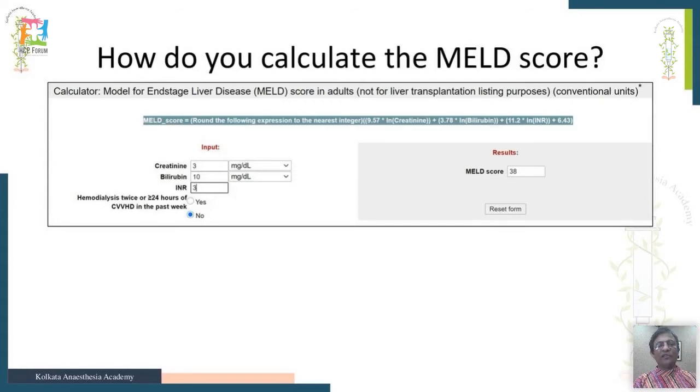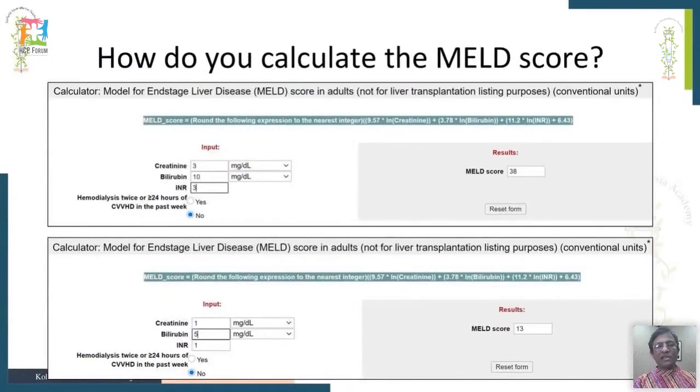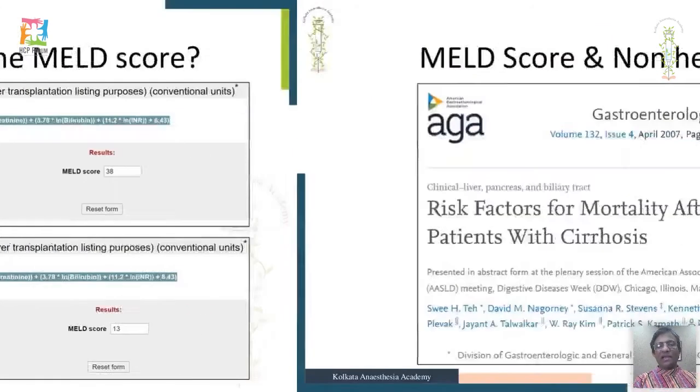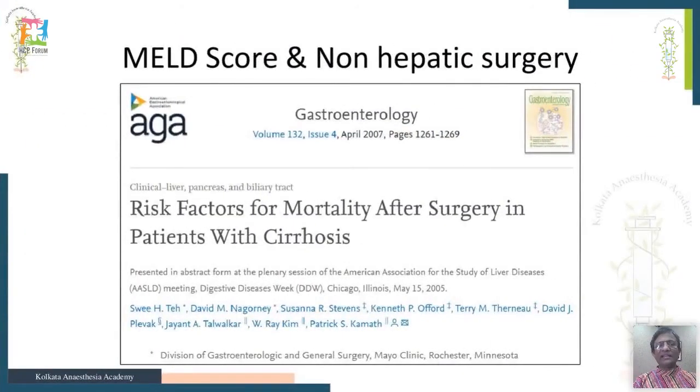So if you feed in values like a creatinine of 3 with a bilirubin of 10 with an INR of 3, it will give you a MELD score of 38. And contrast this, if it's a creatinine of 1 with a bilirubin of 5 with an INR of 1, you get a MELD score of 13. So it gives you an online calculation and helps to prognosticate and then decide.